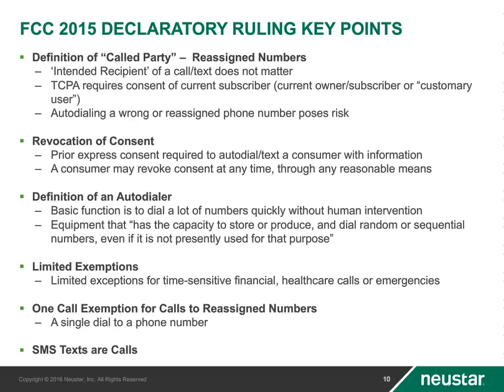Before this order, there had been a prevailing view that as long as there was some amount of human intervention involved in the placing of a call, one touch, one click dialing, 10-digit dialing, and the different variations that are out there, that was sufficiently safe to avoid having the equipment be viewed as an auto dialer and avoid triggering the consent requirement. In this order, the FCC essentially made human intervention a necessary but not sufficient means of avoiding the auto dialer definition. They said that the basic function is that it has the ability to dial a lot of numbers quickly without human intervention.